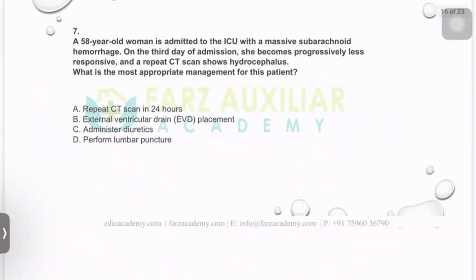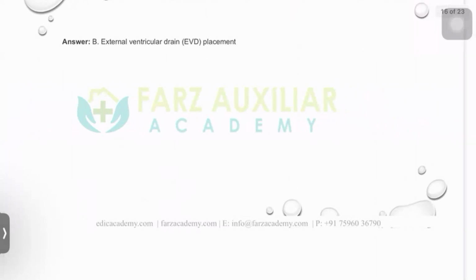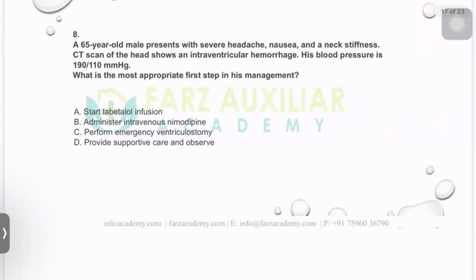A 58-year-old woman is admitted to the ICU with massive SAH. On the third day of admission, she becomes progressively less responsive. CT scan shows hydrocephalus. What is the most appropriate management? EVD. Okay, very good. We have already discussed that EVD can be put in these patients.